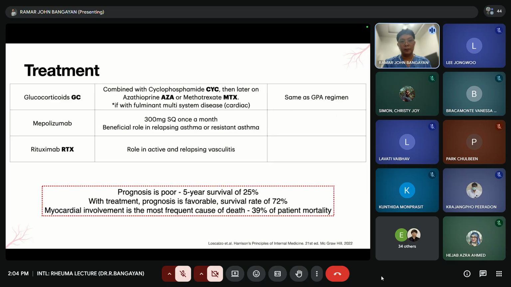Okay, so I think I mentioned this. If there's myocardial involvement, it increases your mortality, and the prognosis becomes poorer, which gives you a 5 year survival of 25%, very low. But with treatment, and if there's no involvement of your cardiovascular system, then the survival rate is actually high. It's around 72%.